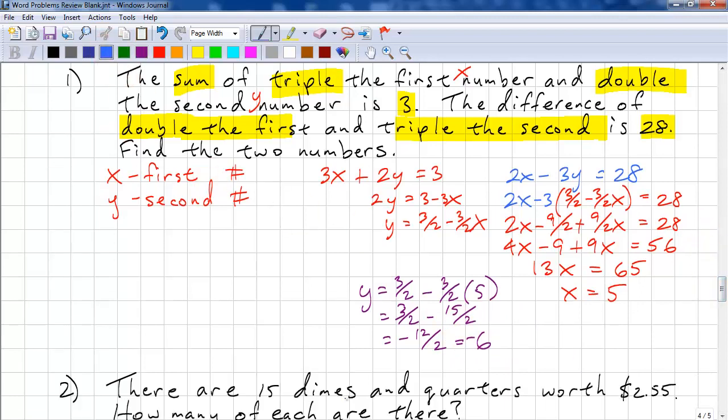And the proper way to answer this is to write a sentence. The two numbers are, order matters here, 5 and negative 6, because x is the first number, we should write that first.